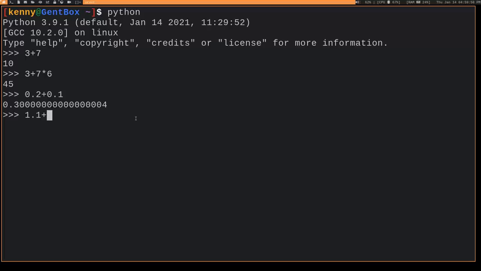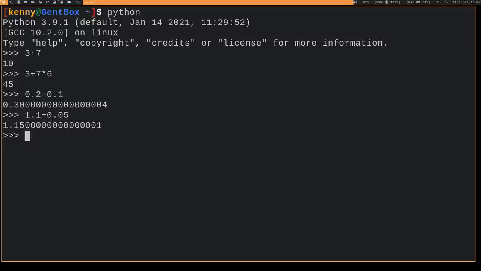So it happens with most numbers that have a decimal, like 1.1 plus 0.05. We get a similar thing that happens. So how come when I introduce decimal numbers, the math starts to fall apart? Well, first, we have to understand the difference between how computers and humans do math.